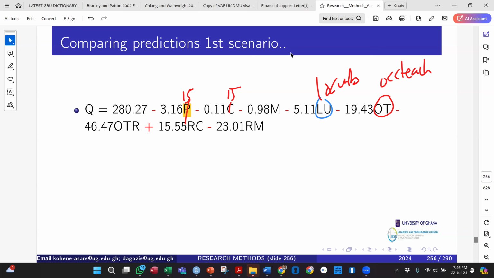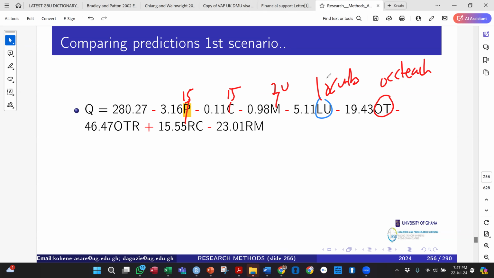Then the income. The income of the people, M, was described as having what value? 20. So you have the 20. Now you were told that the people are in an urban town. Because they are in an urban town, LU will be what value? 1. Good. Now 1 means it is there, 0 means it's not there. So take note: 1 means that thing was there.